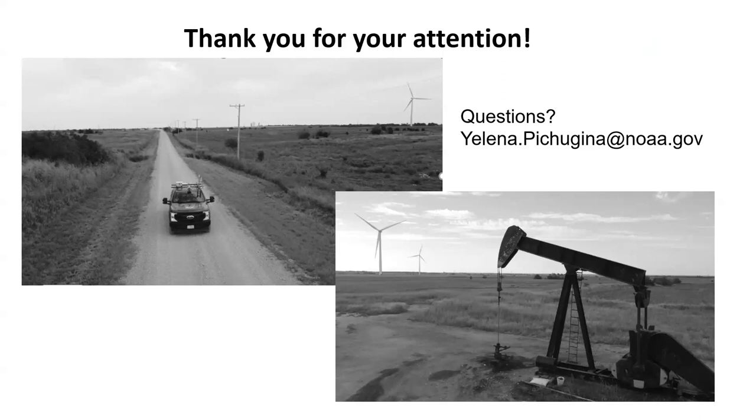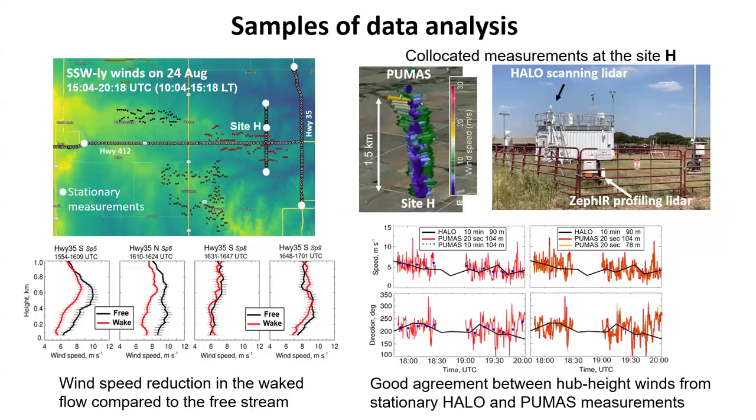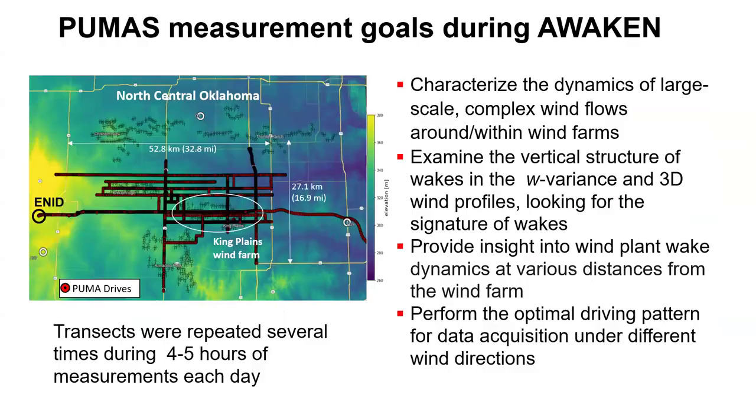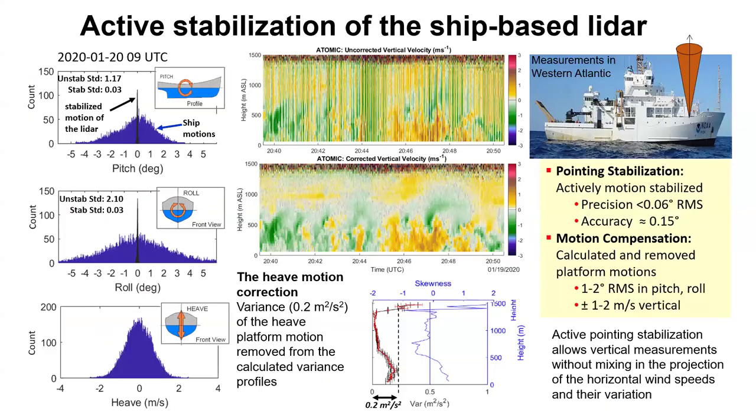And Elias, you have a question? Yes, hi. Thanks, Yelena. That was super interesting. I can think of a lot of cool applications for the technology. I have two questions about the system itself. The first one is, you talked about the pitch and roll and the heave compensation, but does that mean there's nothing for the yaw? I don't know if your system has a scan head that can position also in azimuth. Is that why you're doing the straight transects? Could you elaborate on that?